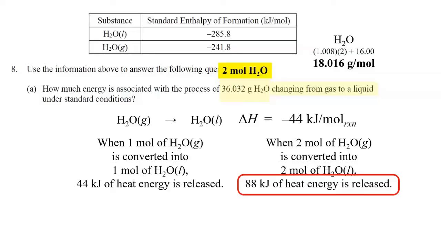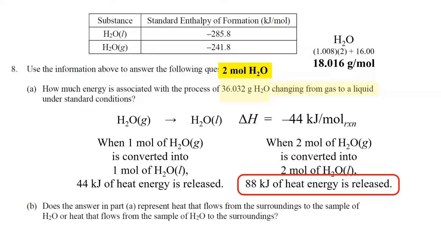So how much energy is associated with the process of 36.032 grams, or 2 moles of water, changing from a gas to a liquid? The answer is 88 kilojoules of heat energy is associated with this process. The energy is released. So in part B, does this 88 kilojoules of energy from part A represent heat that flows from the surroundings to the sample, or from the sample to the surroundings?